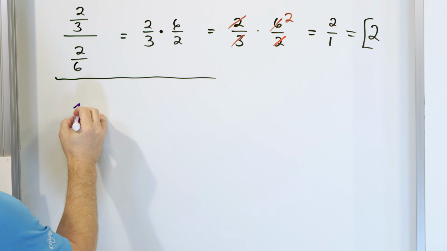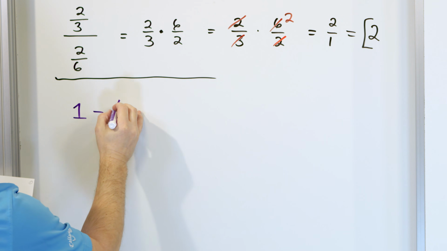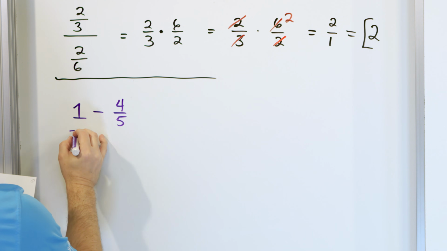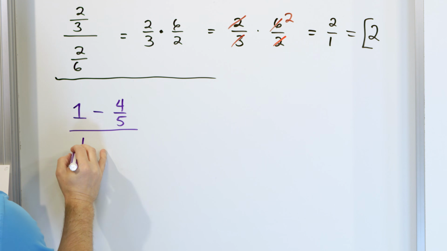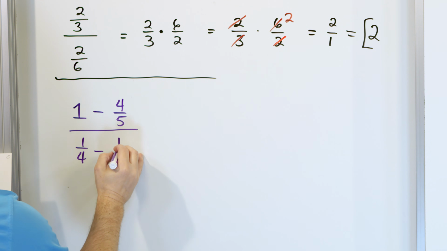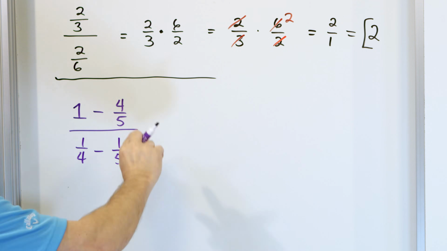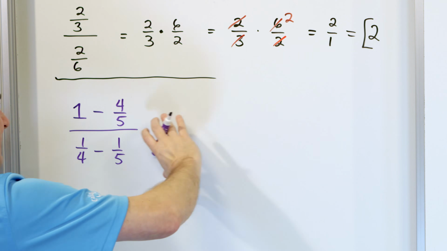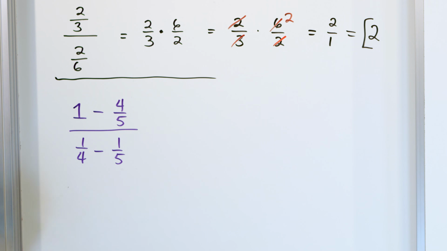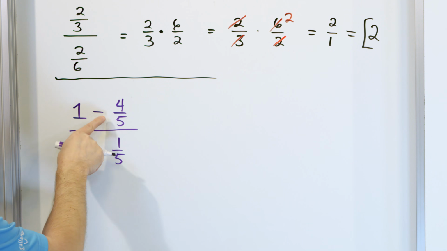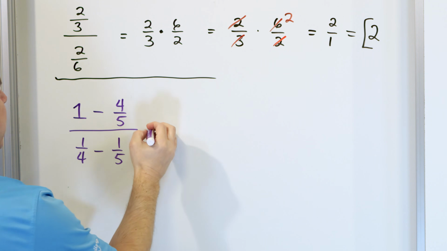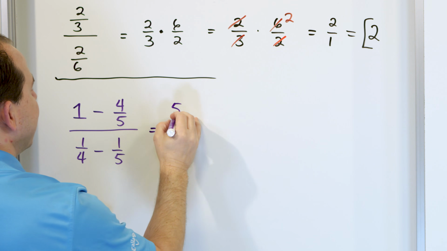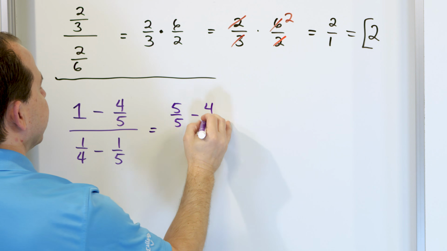Again, basically the same complexity level, 1 minus 4/5. In the denominator of that large fraction, let's do 1/4 minus 1/5. Same strategy. Deal with the top separately from dealing with the bottom. Once we get that manipulated down, then we'll do the fraction division. So here again, we have a 1. We need a common denominator of 5. So what we will do is write the 1 as 5 over 5, minus 4/5.